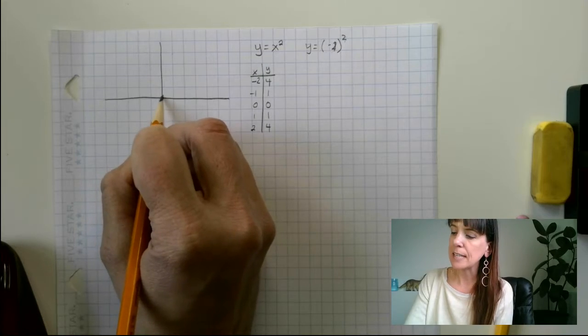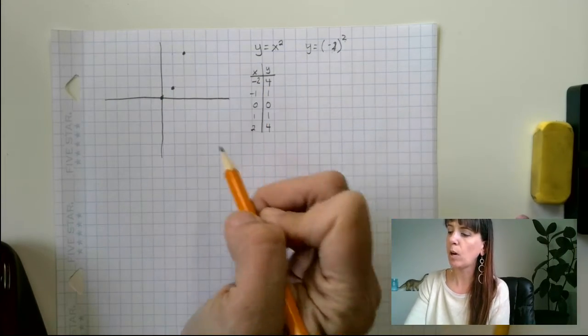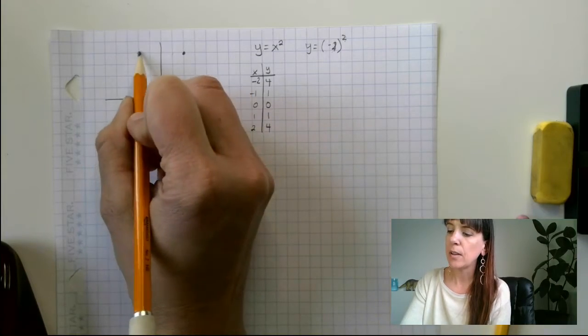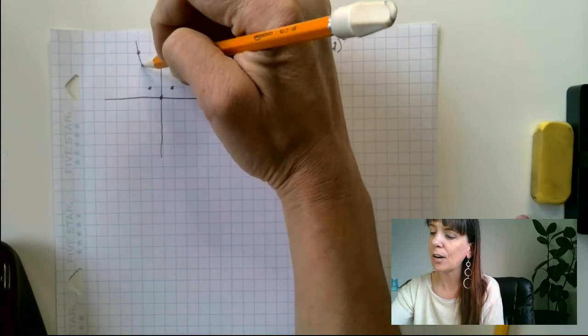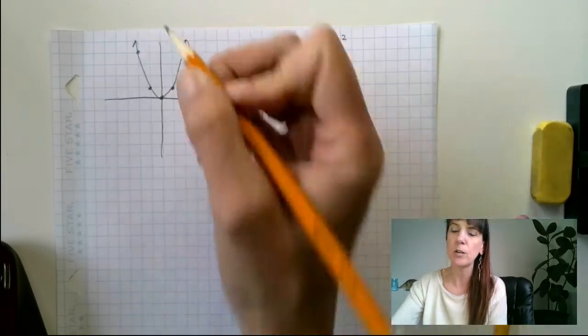So what that looks like is this. We go like this, and then we go over 2, up 4, and then over there. Now, this is our parent graph. This is our parabola for y equals x squared. This is the base of what we do everything off of.